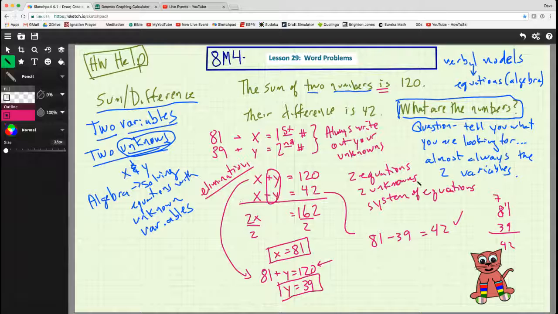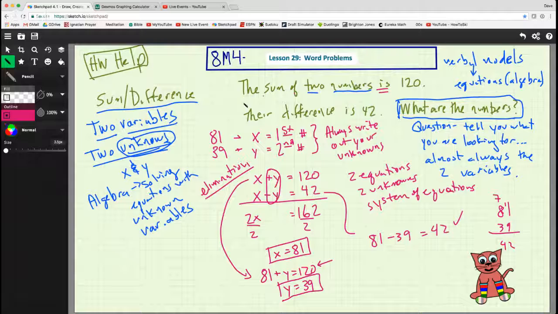And isn't it cool how you can use algebra to get these exact numbers? We could have just guessed and checked over and over again, but we used algebra to go right to our answer. Okay, so hopefully this makes sense to you. This is a good model. You're going to be seeing these kinds of problems on tests and on homework.